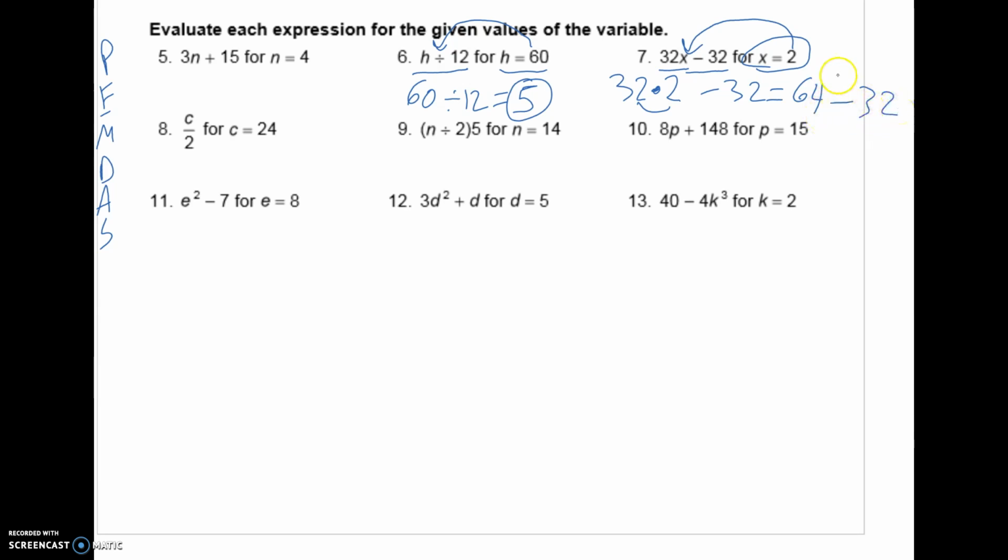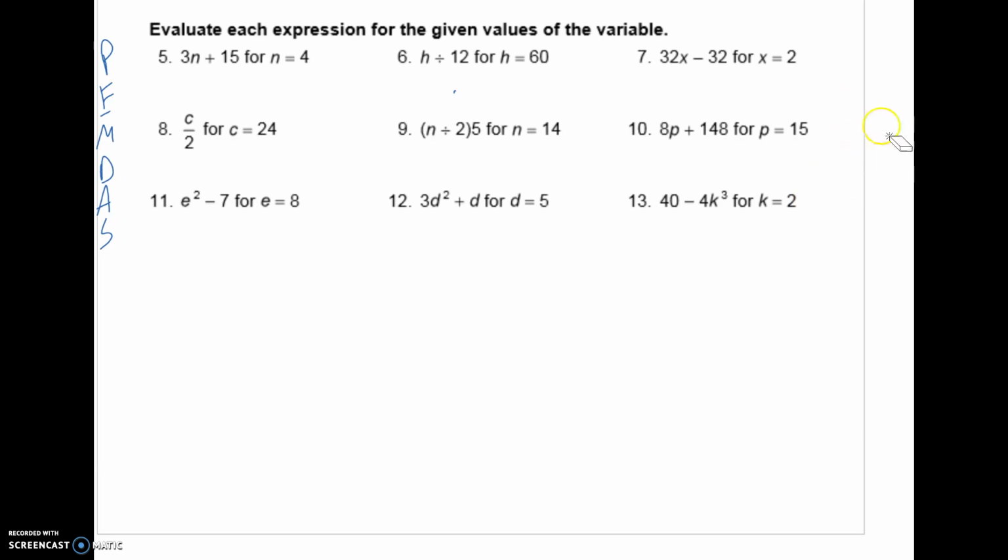Okay, so here's our new expression right here. 64 minus 32 gives us 32. That's our final answer. All right, moving on. C divided by 2. That's our expression, algebraic expression. And it tells us C equals 24. So you plug in 24 for C. So 24 divided by 2, basic math fact, equals 12. That's our answer.